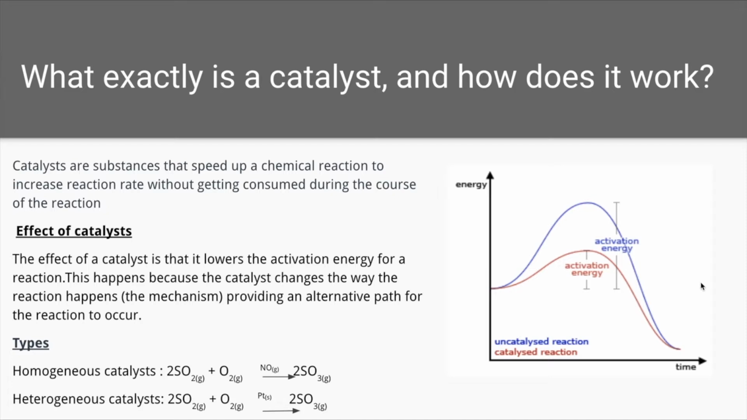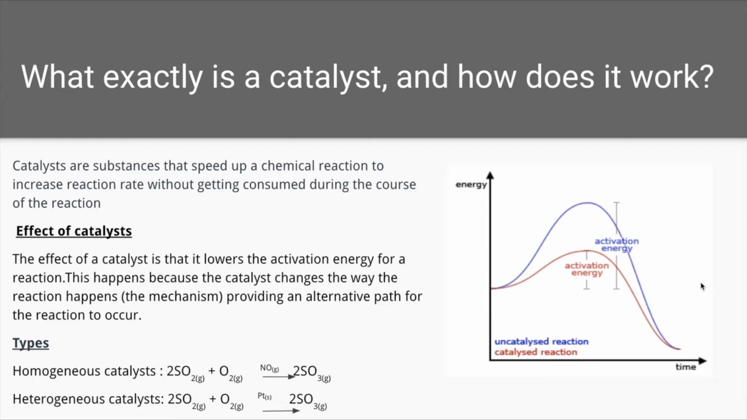For a chemical reaction to occur, one of the main conditions is that the reactant particles must have a significant amount of energy to break their existing bonds. This minimum energy is called the activation energy, and the catalyst provides an alternative route for a reaction to occur. This alternative route has a lower activation energy, as we can see on the graph.